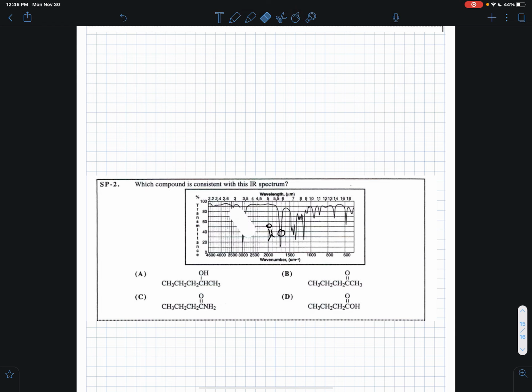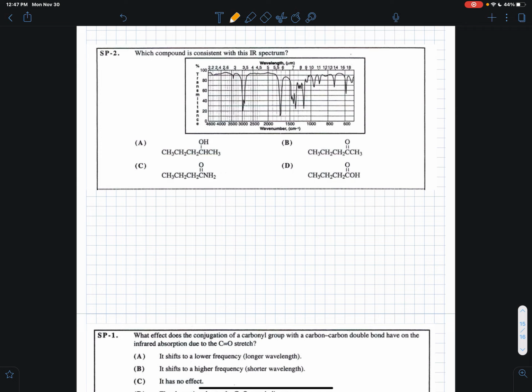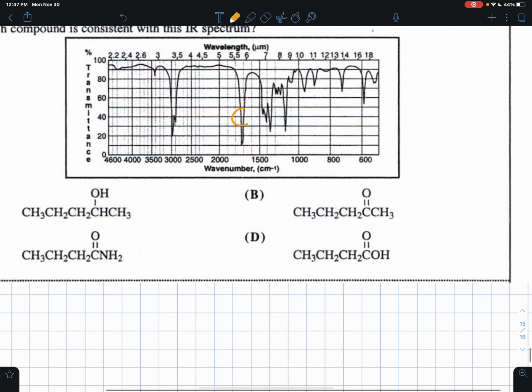Alright, oh my bad, I was solving this earlier on. Alright, so right here, they're asking us which compound is consistent with our spectrum. So before I look at the compounds that they gave us, I have to look at my peaks. What I can see from those peaks is that there is one peak right here at about 1700. This peak represents my carbonyl.